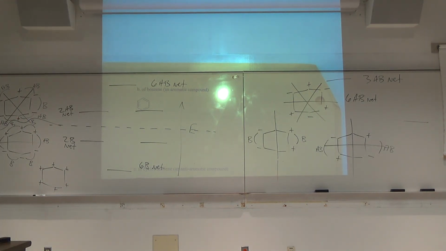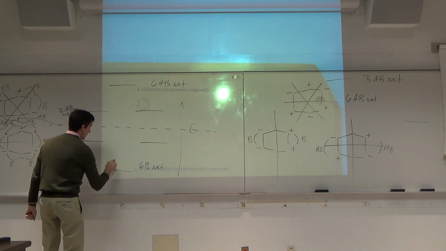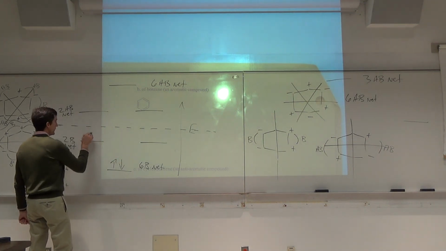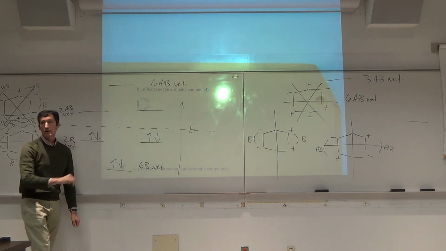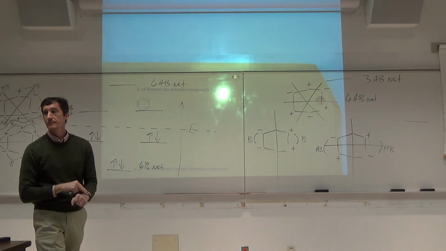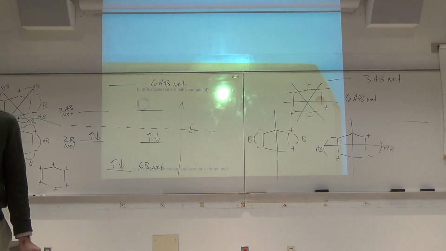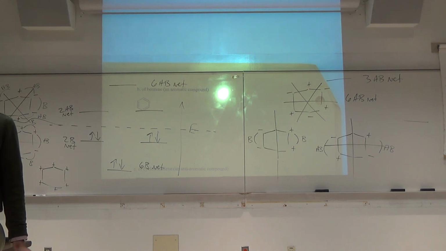How many electrons are we dealing with? How many electrons in the pi system? 6. 1, 2, 3, 4, 5, 6. There's your 6. What do we see? All electrons are in bonding molecular orbitals. We'll summarize next time. And importantly, all electrons are paired.